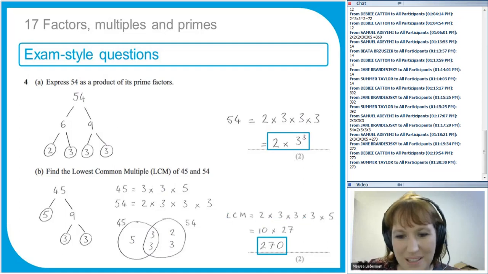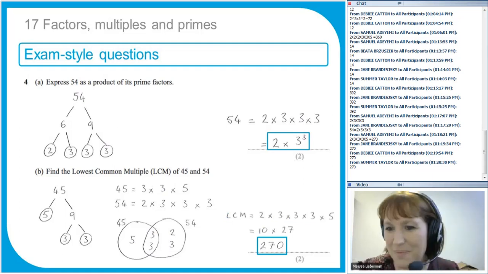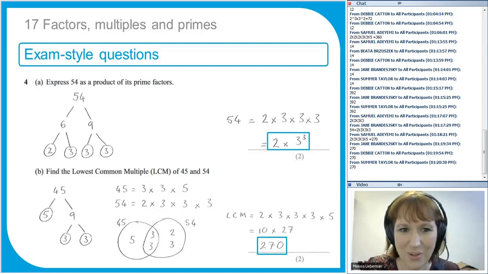Always look for shortcuts because if this is a non-calculator paper, you've got to multiply all those numbers together. Try and do it in the easiest way possible. Summer, fantastic, and Debbie. So everyone that says 270 is right. Okay, just a little bit of practice.